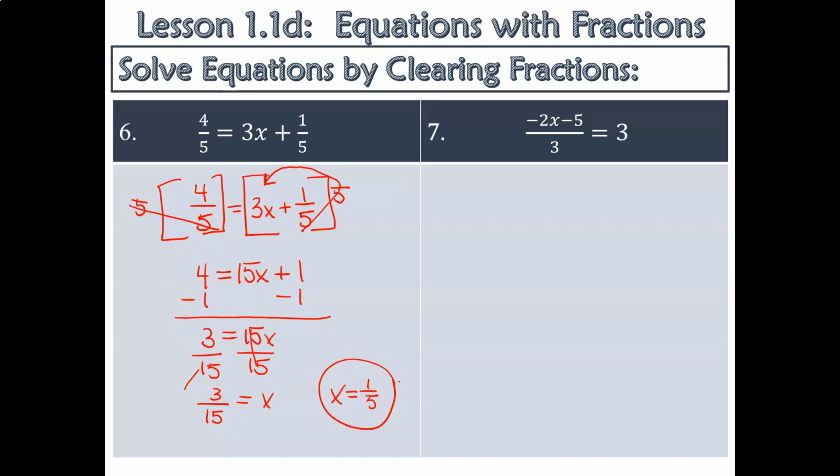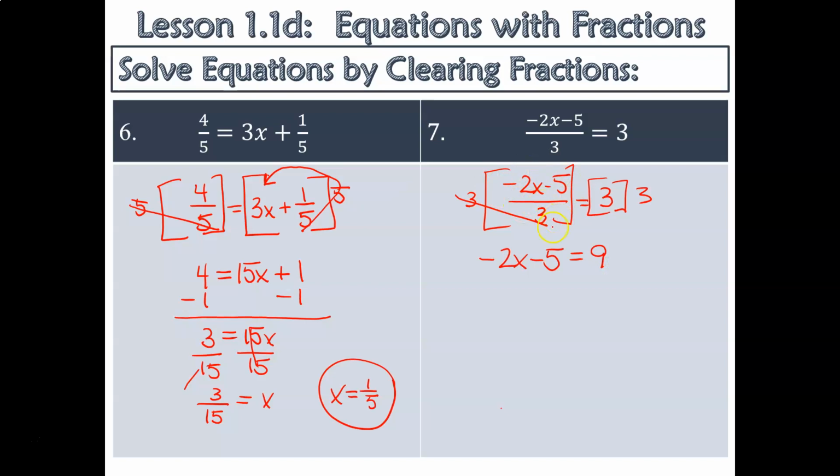Make sure your fraction's in lowest terms. No need to make that into a decimal. Number 7, negative 2x minus 5 divided by 3 equals 3. So this says divided by 3. I'm going to multiply everything by 3 or undo that division with multiplication. So I have negative 2x minus 5 equals 9.